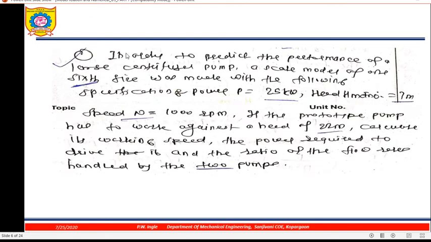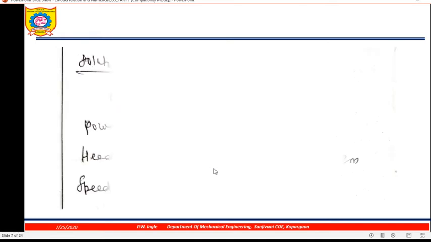Okay, model testing. In order to predict the performance of a large centrifugal pump, a scale model of 1/6 size was made with the following specifications: power P equal to 25, manometric head 7 meter, N is 1000 RPM. If the prototype pump has to work against a head of 22 meter, calculate its working speed, power required to drive it, and ratio of flow rate handled by the two pumps.